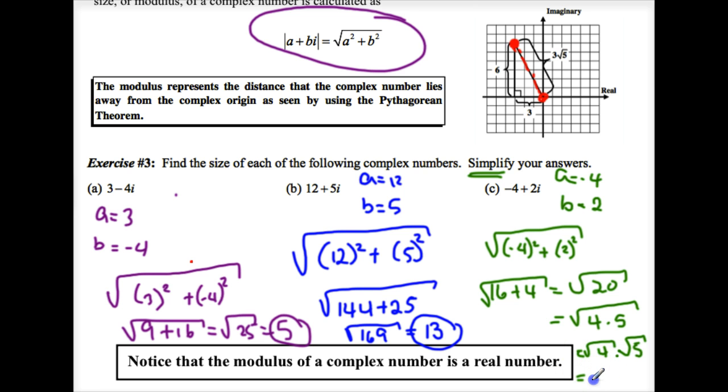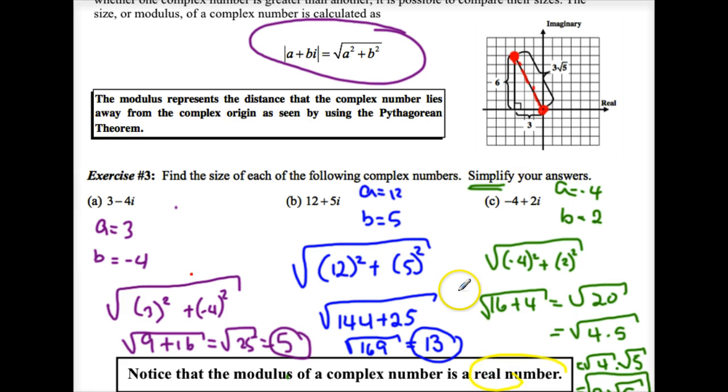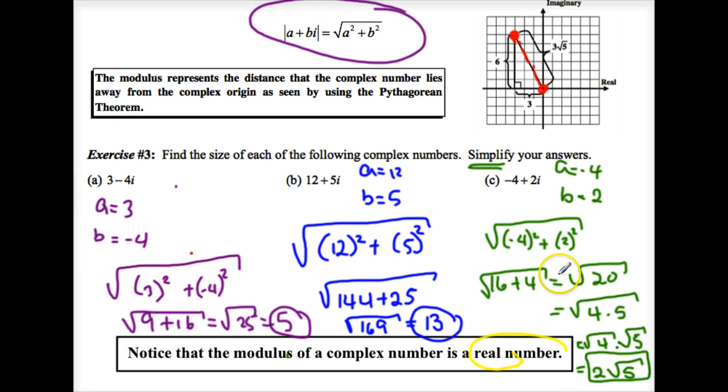Square root of 4 is 2, so the square root of 5 is the modulus for this one. One thing I want to point out is that the modulus of a complex number is a real number. Remember, we talked about what a real number is before. So the modulus, the size, is always going to be a real number, meaning a number without the i.